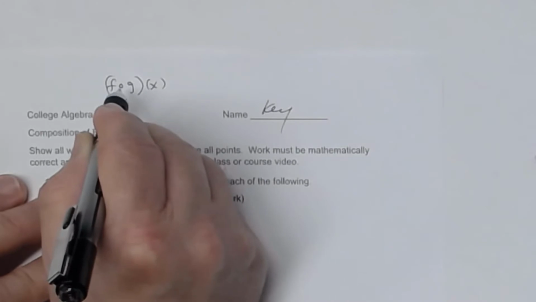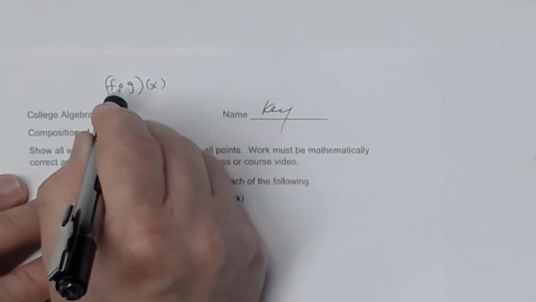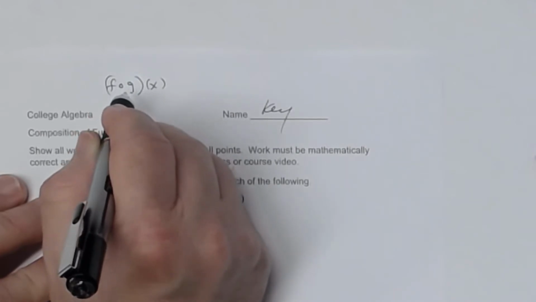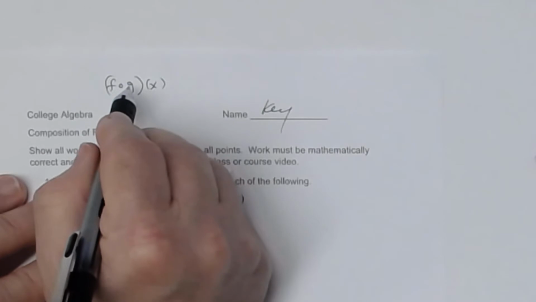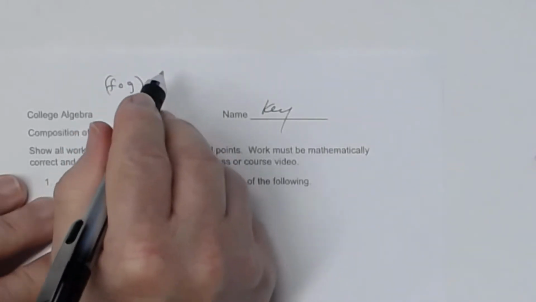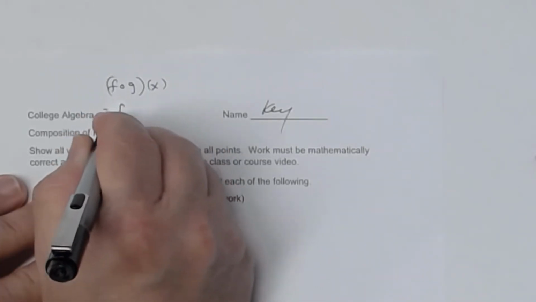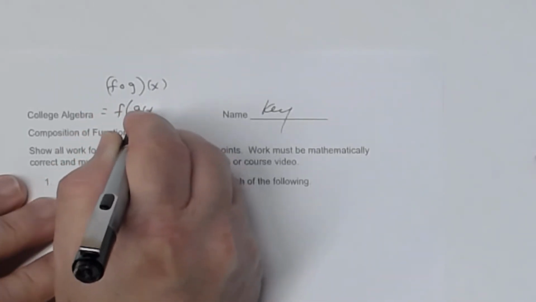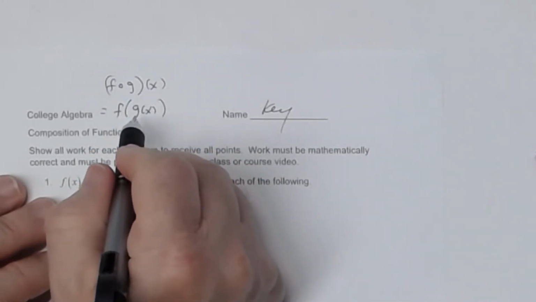Now that's not multiplication, that's composition. So don't go ahead and multiply. Don't say f of x times g of x. That's incorrect. Composition of functions means that you're going to take g of x and substitute it inside of f of x. You're going to put it inside of f of x. So by definition, this means f of g of x, just like that. So that's that notation you have to learn.